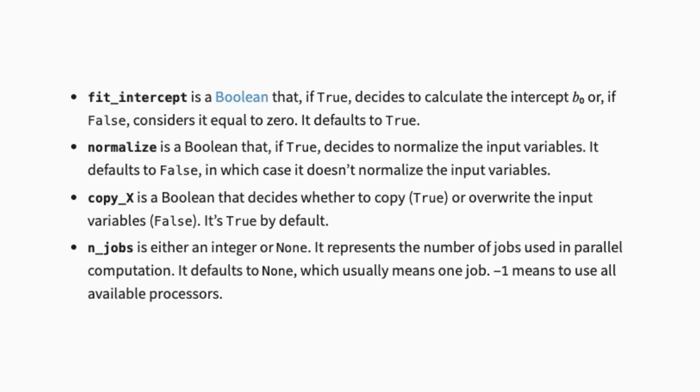n_jobs is either an integer or None. It represents the number of jobs used in parallel computation. It defaults to None, which usually means 1 job. -1 means to use all available processors. Your model as defined above uses the default values of all parameters. It's time to start using the model.